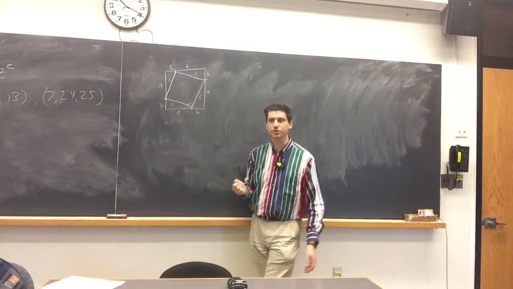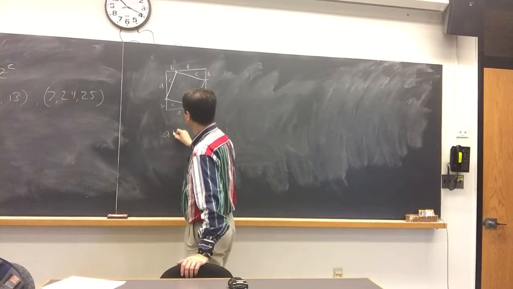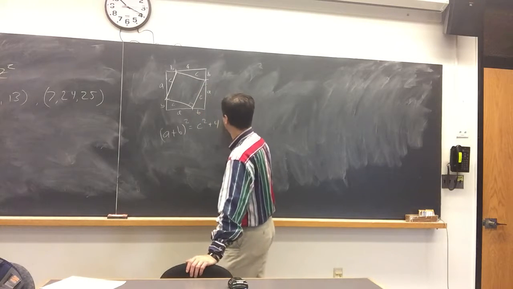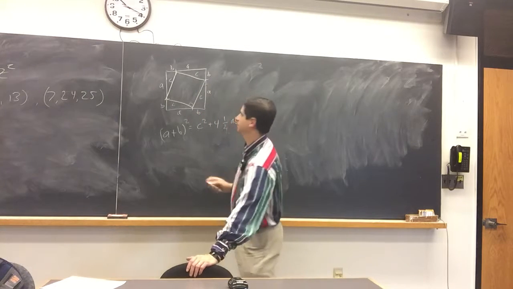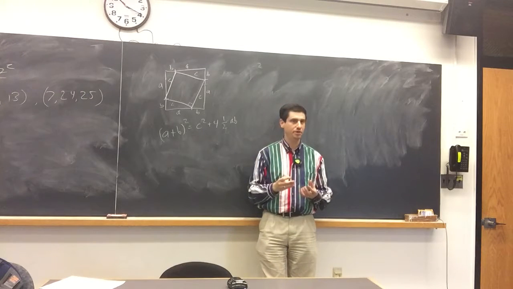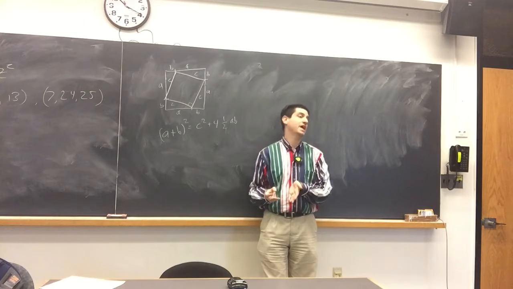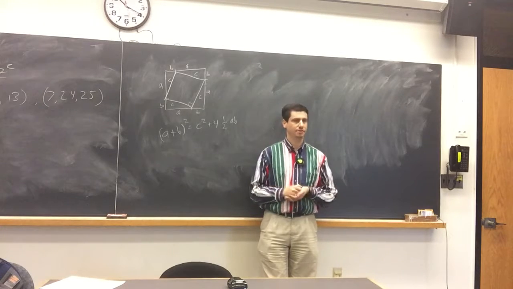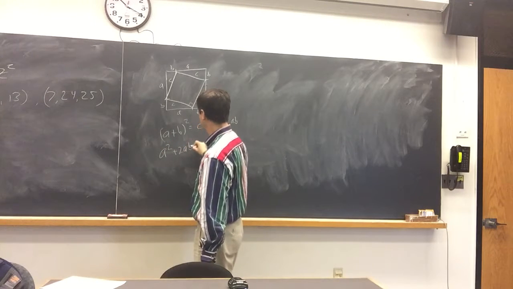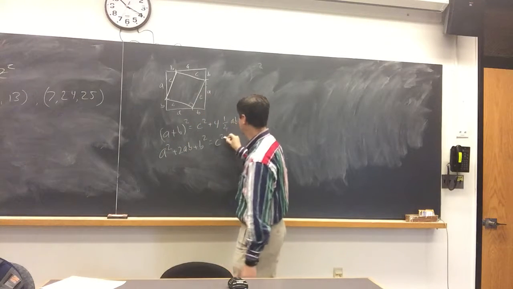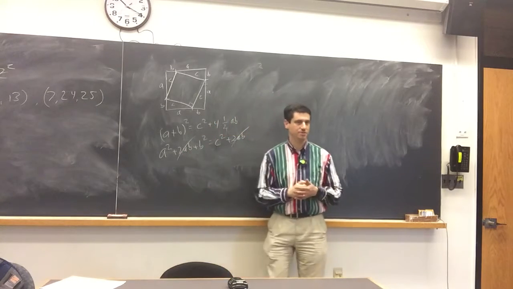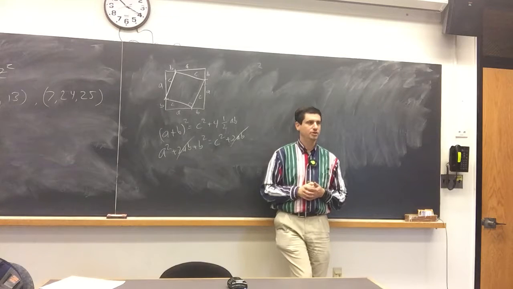Now we just calculate the area two different ways. The area of the big square is (A plus B) squared, and it equals C squared plus 4 times 1/2 AB. We assume we know the area of a rectangle is length times width, and a right triangle is half of a rectangle. When you expand things out, you get A squared plus 2AB plus B squared equals C squared plus 2AB. We cancel the 2ABs, and there's Pythagoras. So that's one proof.